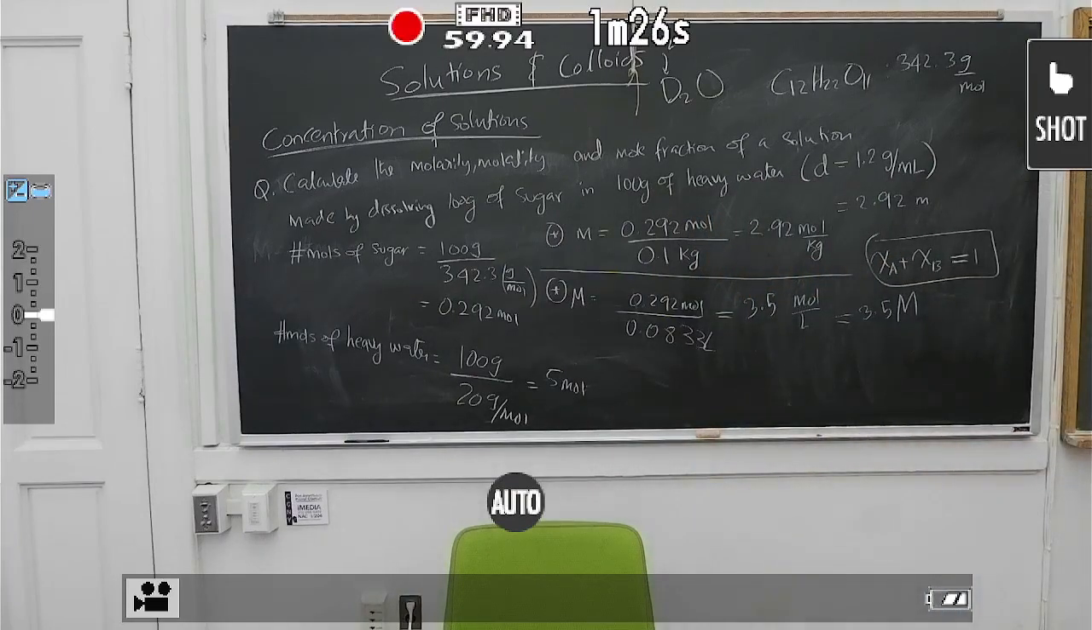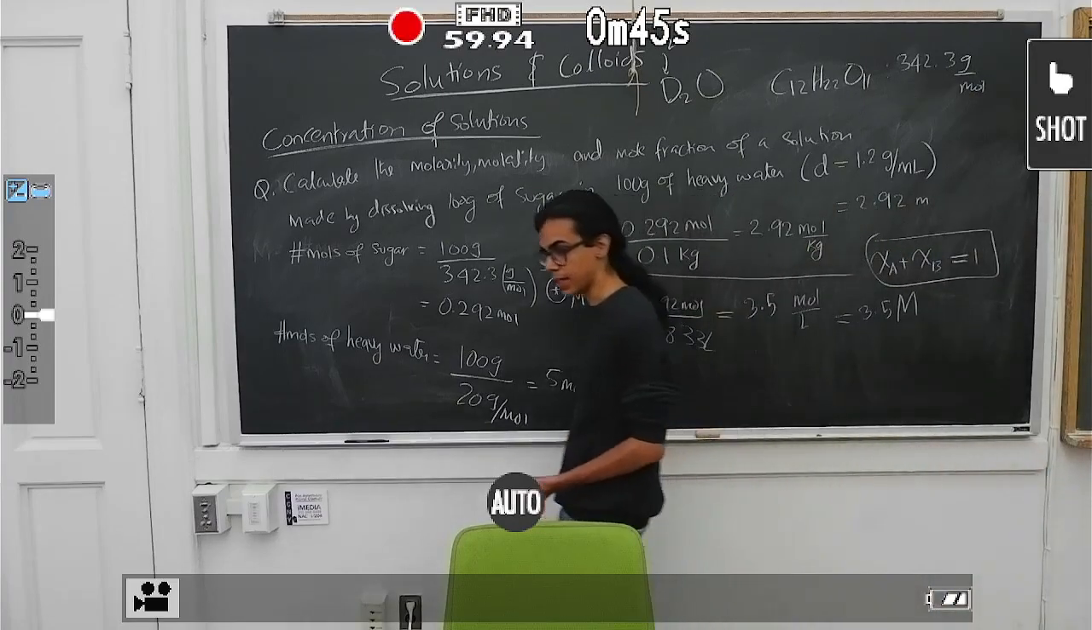And so the last thing to do is to calculate mole fractions. Mole fraction of sugar will be 0.292 divided by 0.292 plus 5. Right, that's the total in the denominator. Similarly, mole fraction of D2O, 5 divided by 0.292 plus 5. Moles of one divided by the total.